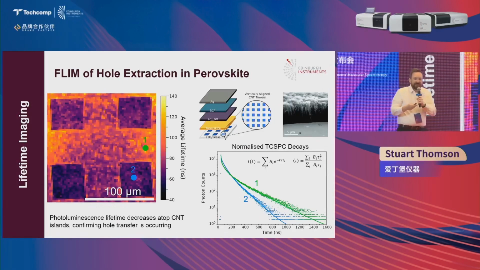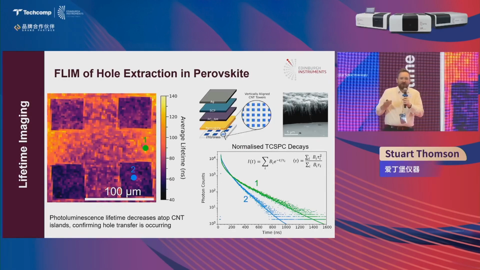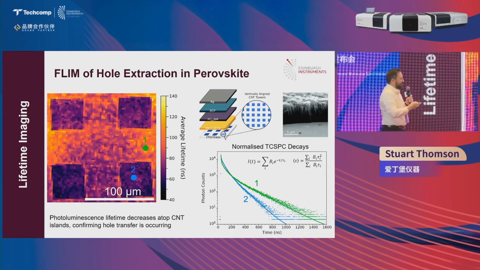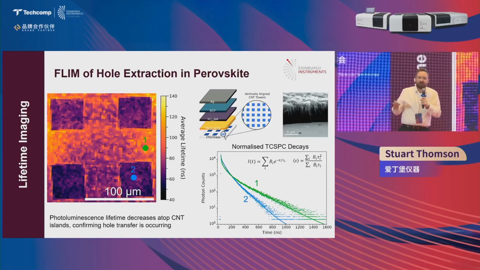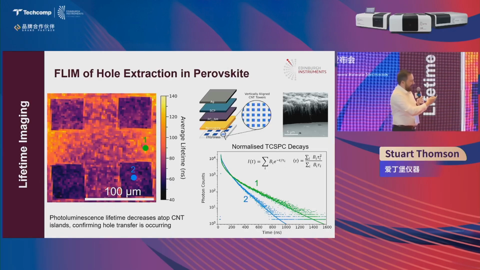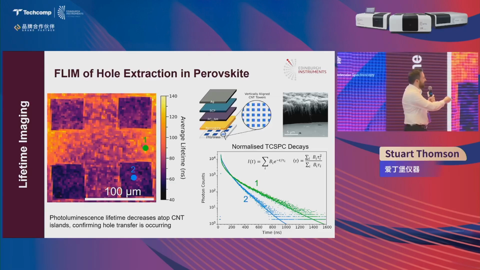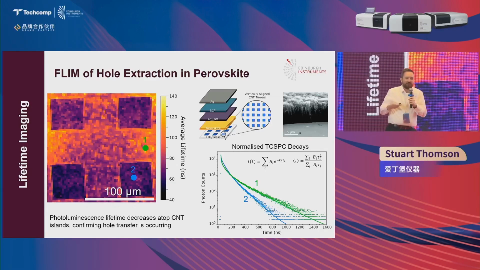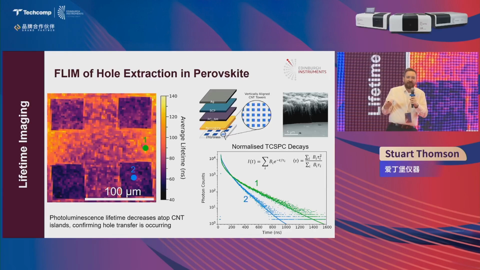And just a final example before I move on to the next section is using the micro-PL to investigate solar cell materials. This is an example of a perovskite solar cell stack where we have vertically aligned carbon nanotube towers as the hole extraction layer.